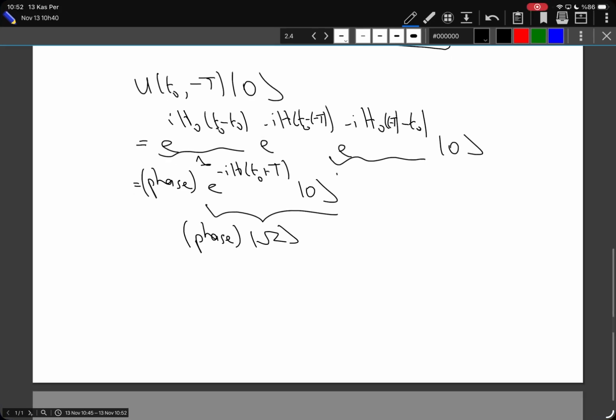So this state is just the ground state of the Hamiltonian of the full theory with some possible phase. So U(t0 minus t), of course, I'm always having in my mind that I'm eventually taking t to infinity. This is actually some phase multiplied by the ground state of the full theory. That was the missing link in my derivation on Monday. So this kind of completes all the missing links in our derivation. Yes, question?